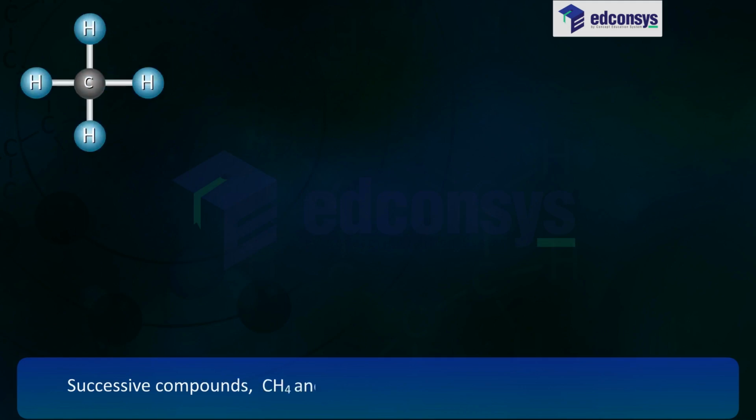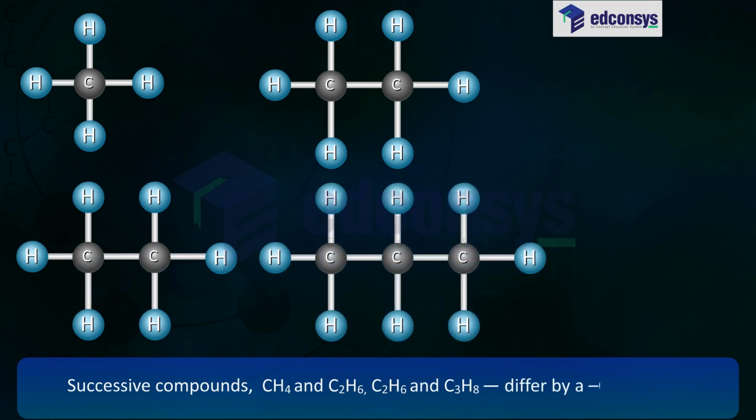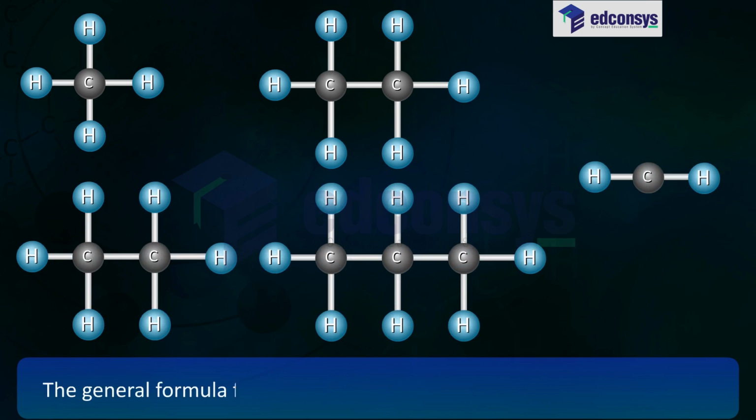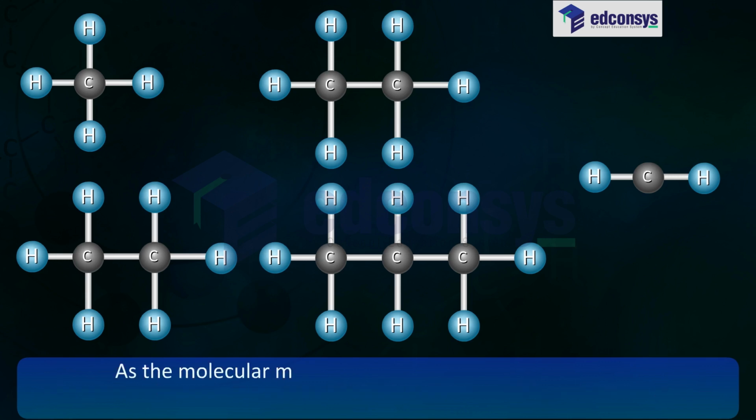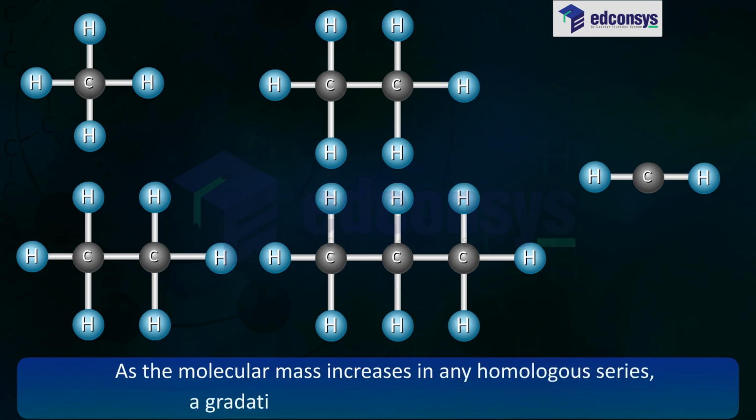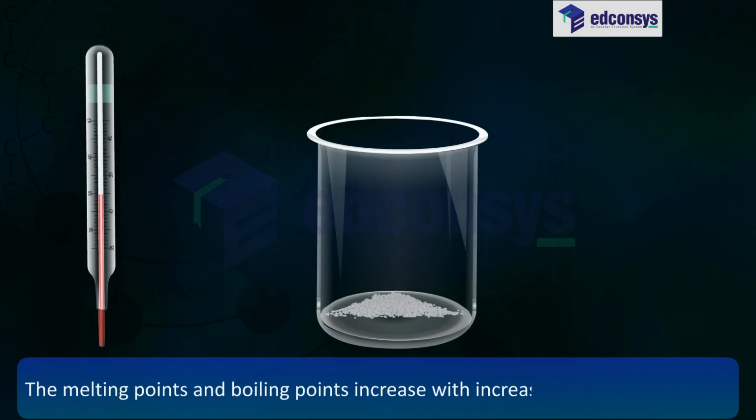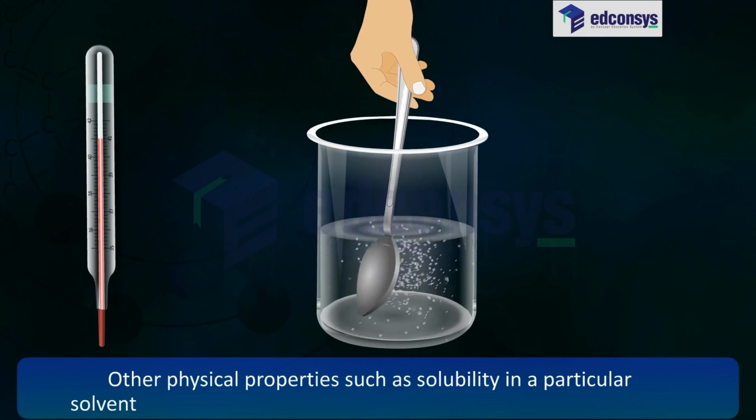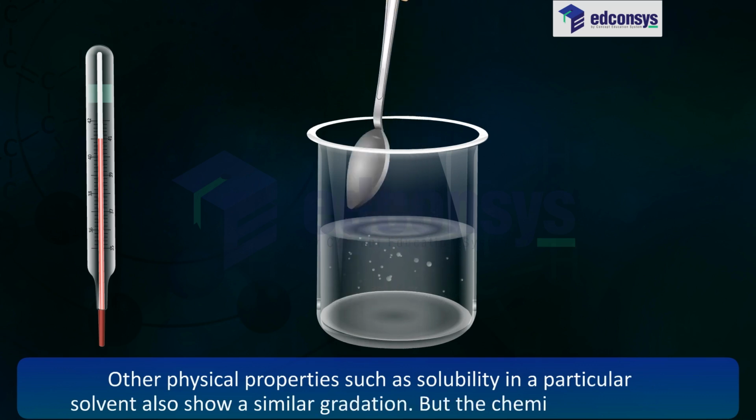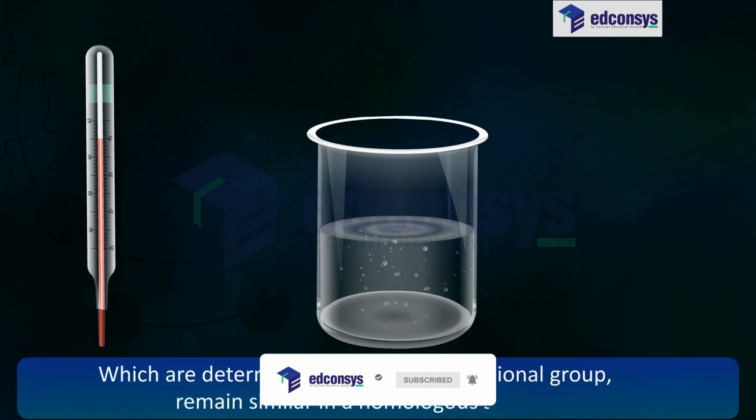Successive compounds CH4 and C2H6, C2H6 and C3H8 differ by a CH2 unit. The general formula for alkenes can be written as CnH2n, where n equals 2, 3, 4. As the molecular mass increases in any homologous series, a gradation in physical properties is seen. The melting points and boiling points increase with increasing molecular mass. Other physical properties such as solubility in a particular solvent also show a similar gradation. But the chemical properties, which are determined solely by the functional group, remain similar in a homologous series.